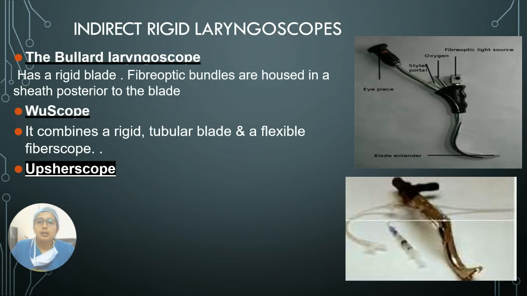Indirect rigid laryngoscopes. The Bullard laryngoscope has a rigid blade. Fiber optic bundles are housed in a sheath posterior to the blade. Then we have the View scope and Upsher scope. These are the different types of rigid laryngoscope.